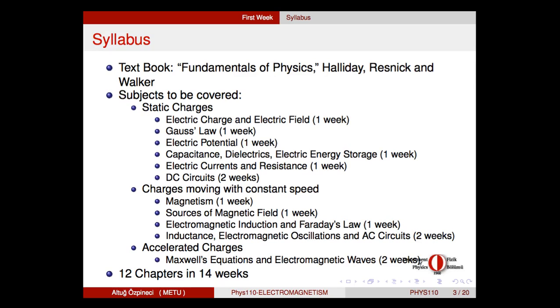So whenever a charge accelerates, it creates an electromagnetic wave. Light is just one kind of electromagnetic wave. And all the radios or these Wi-Fi signals, they all work by creating electromagnetic waves, which are created by accelerated charges.